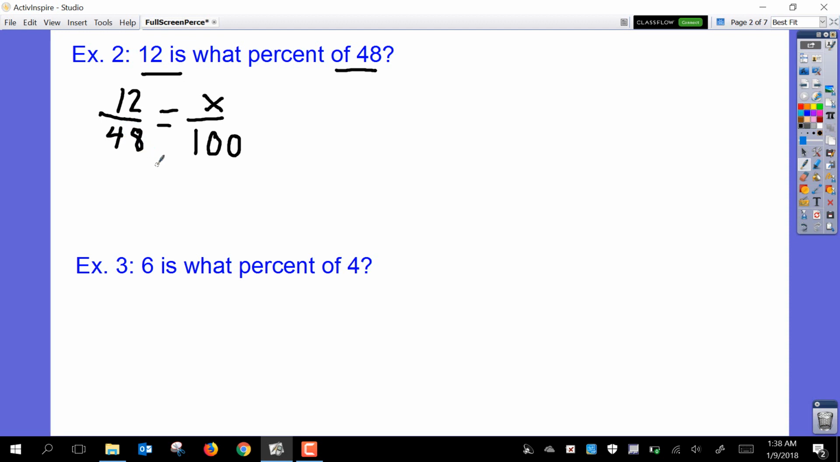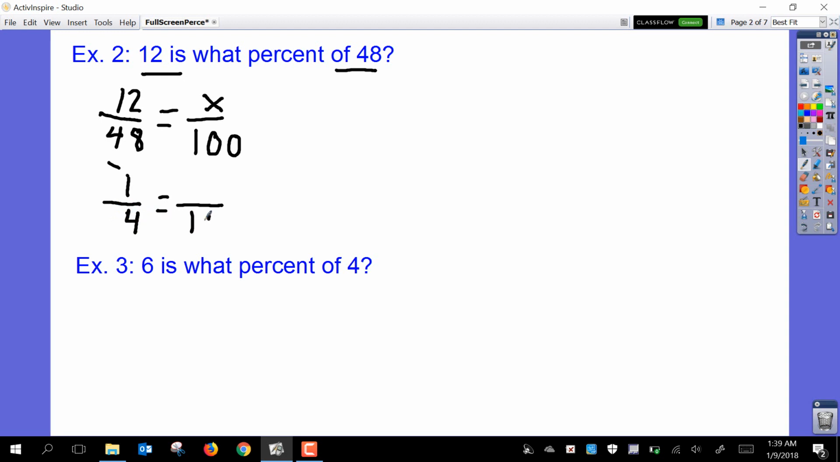Okay? So, I'm looking at this and I'm saying, 48 does not go evenly into 100. I could, of course, take 100 and divide by 48 in order to figure out what I have to multiply by, but that's a lot of work. So I'm going to try to simplify this side over here. If I figure out the greatest common factor of 12 and 48, that's 12. So I'm going to take 12 and divide by 12, which is 1. I'm going to take 48 and divide by 12, which is 4.